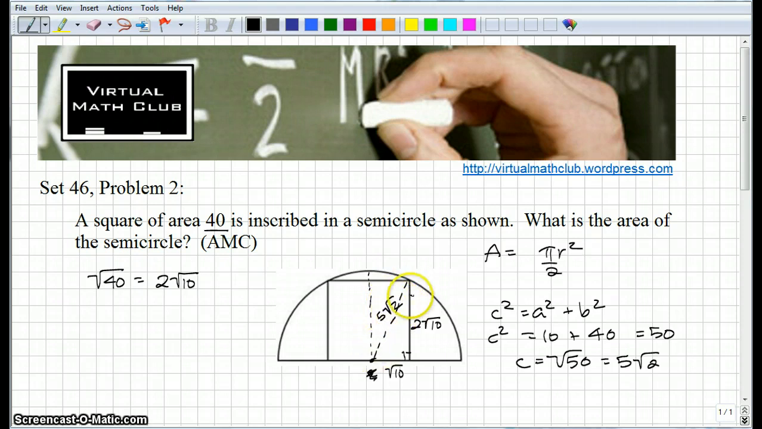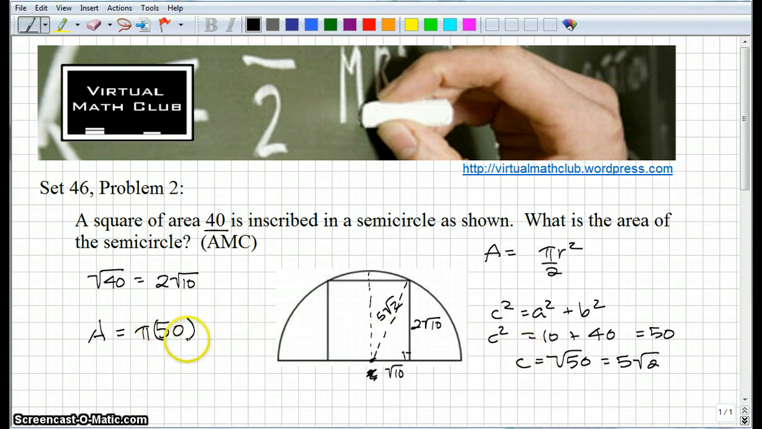And I also know that that is a radius of the semicircle. And that's what I want to know, right? Because once I know the radius, I can plug it into this formula and get the area of the semicircle. Alright, so let's do that. So we get that the area, I'll just write it over here, is equal to pi times 5 times the square root of 2. I guess we had the square root of 50, so let's just make it 50.